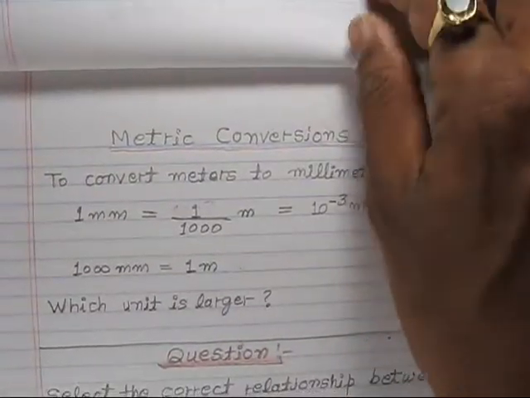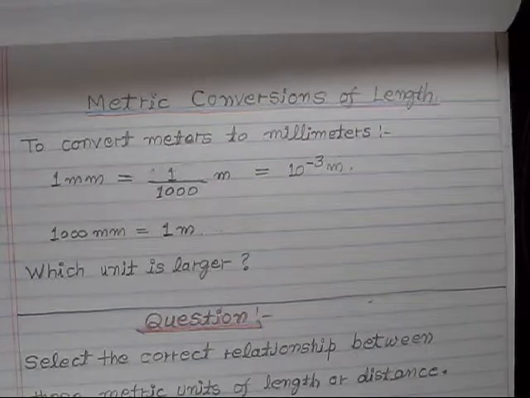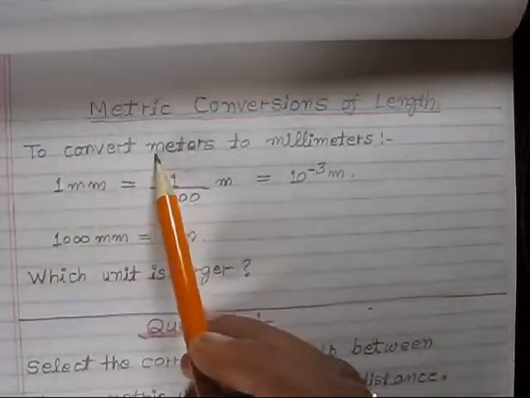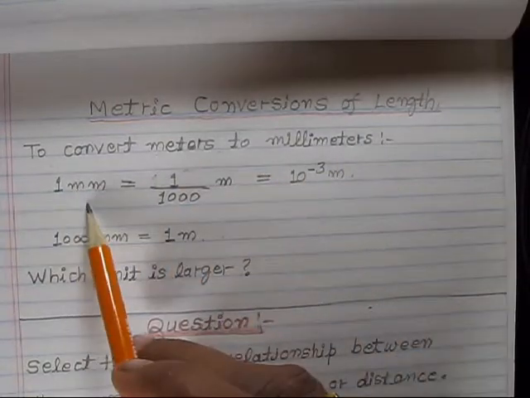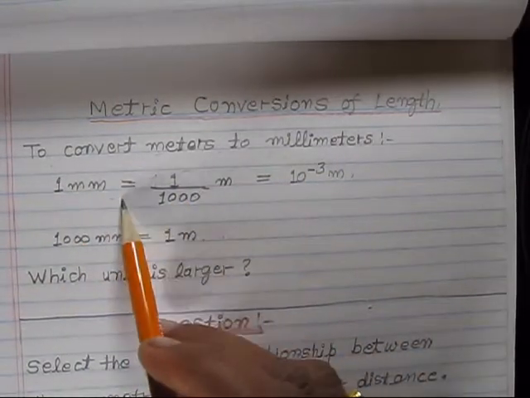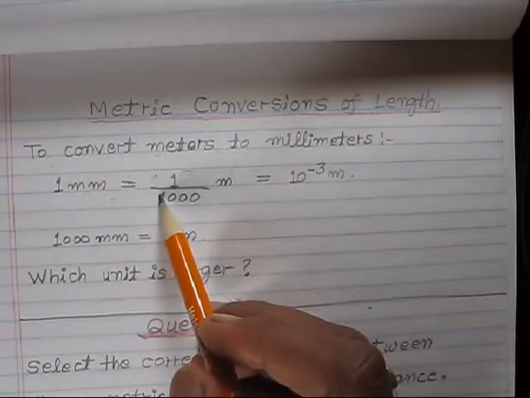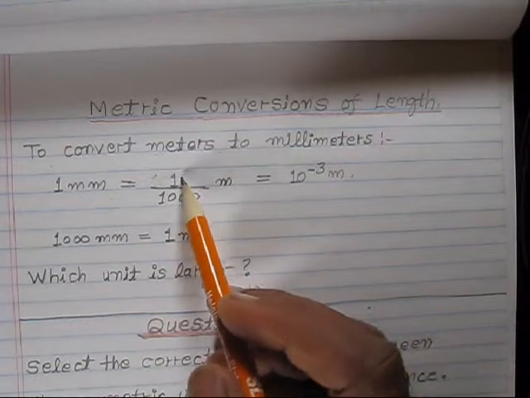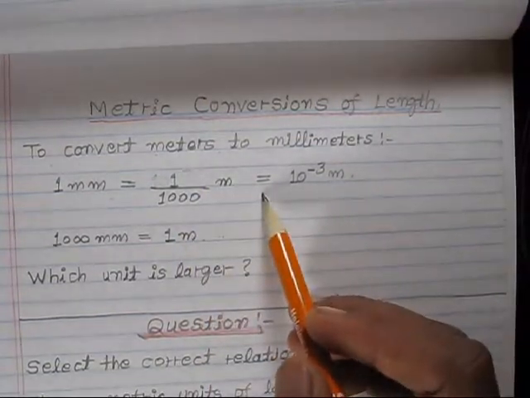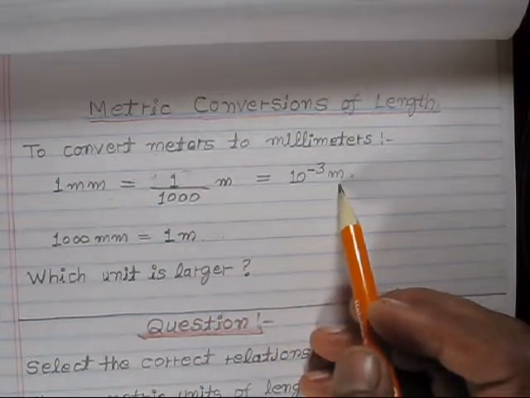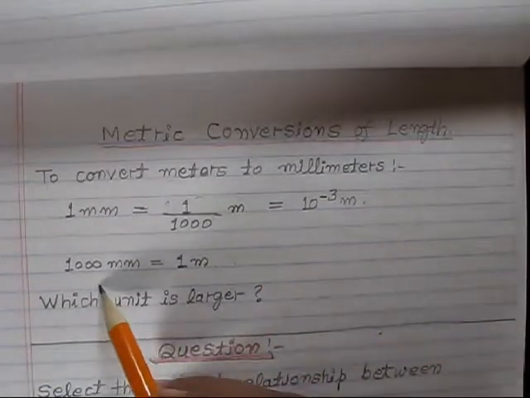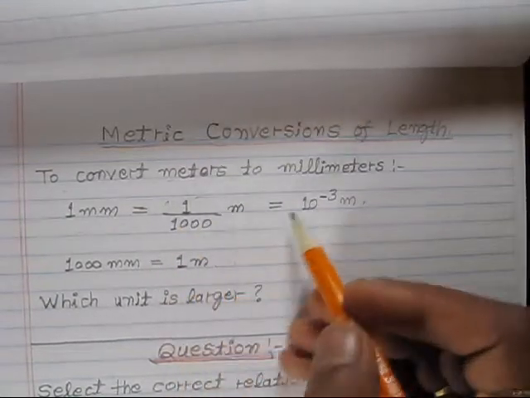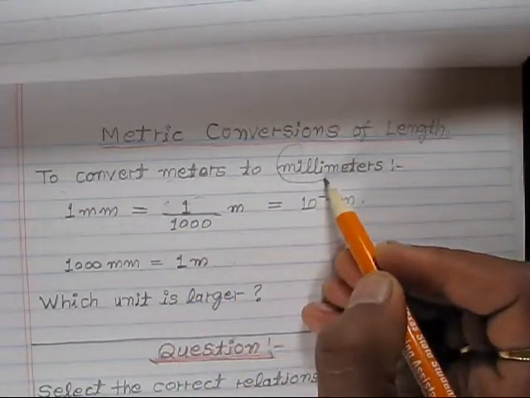So if we have to solve or compare the metric system, metric conversion of length, say to convert meter to millimeter, how will we find how many meters 1 millimeter is? Usually 1 millimeter is 1/1000 meter, which is equal to 10 to the power minus 3 meter, or 1000 millimeter is equal to 1 meter. So how will we find this milli? What is the meaning of milli?